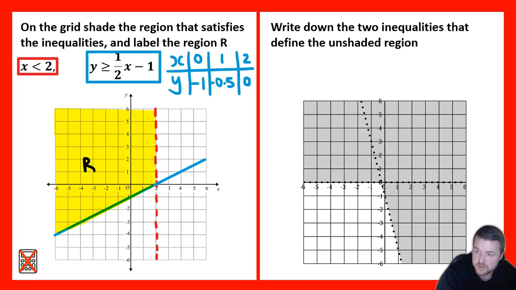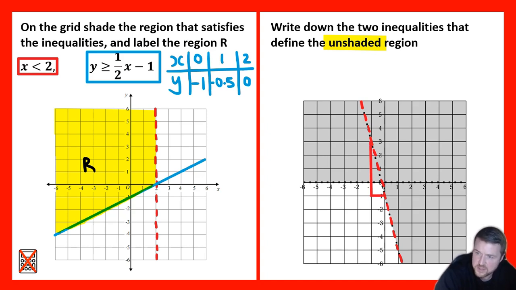Notice the regions have already been drawn, and they've asked us to write down the two inequalities that define the unshaded region. In most cases, they will ask you to identify the shaded region, but we just need to make sure we read the question properly and prepare ourselves for the fact that they could, if they wanted to, ask for the unshaded region. Starting with this line, we can use 2 points that go through the corners of squares to help identify the gradient of the line.